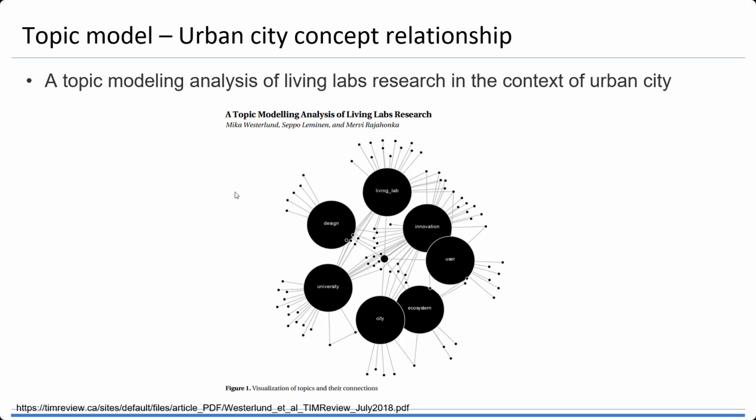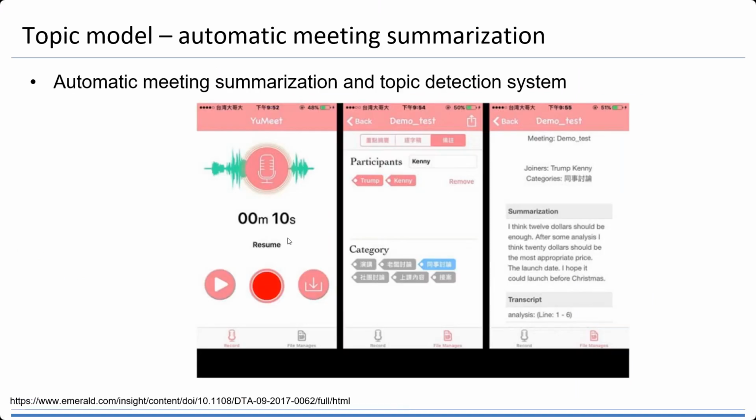So there are many kinds of applications where we can look at topic modeling. And this is another kind of application. If you record a meeting with audio, then you can summarize the meeting notes or the content of the meeting. So this is an automatic meeting summarization and topic detection system.